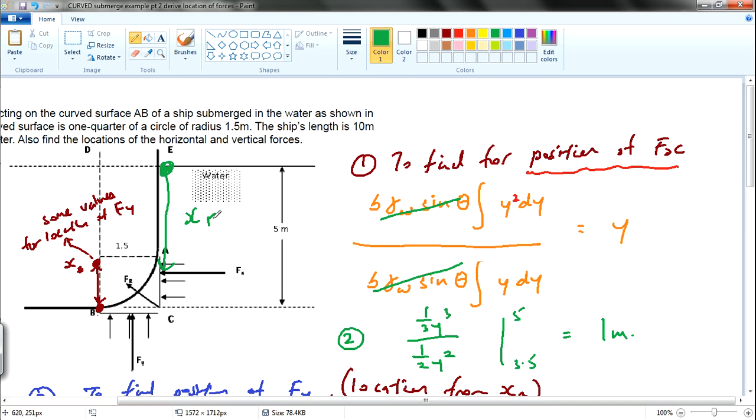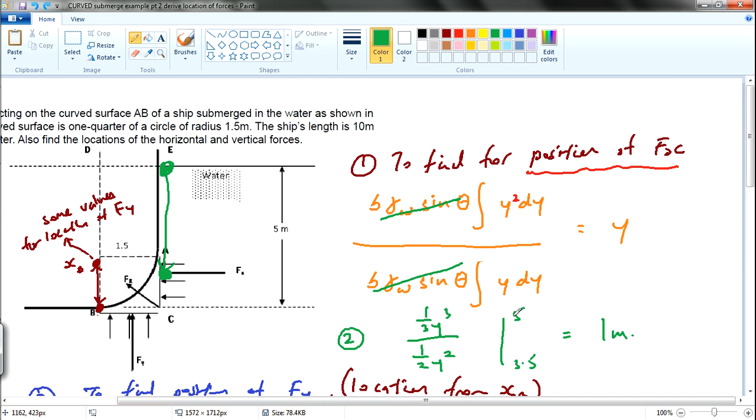Or maybe xe. So it's from the position e to some distance x, so we can say the position over here is xe. This distance is the location of your Fx, we call it xe. If you want to find this, we actually use the same formula as for this one, and then you cancel out.